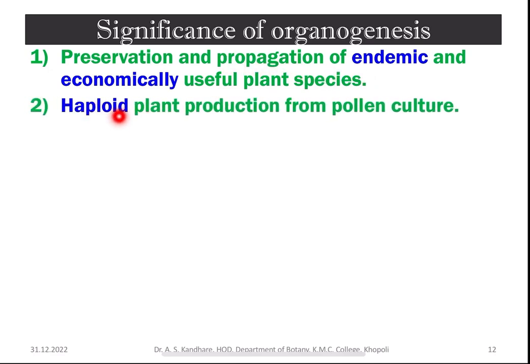You can develop haploid plant production from pollen culture. So haploid plant production is also one of the important aspects in plant development, plant culture, or plant research. So haploid plants can be developed from pollen culture, isn't it? जो पोलन होते हैं वो हैप्लॉइड होते हैं, तो हैप्लॉइड पोलन से हम हैप्लॉइड प्लांटलेट डेवलप कर सकते हैं.